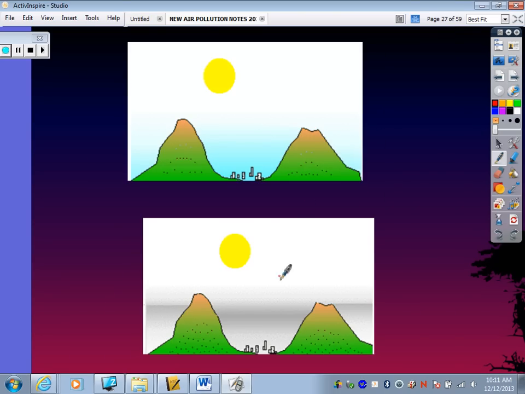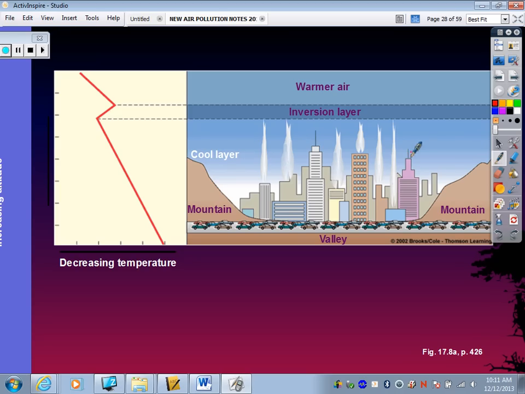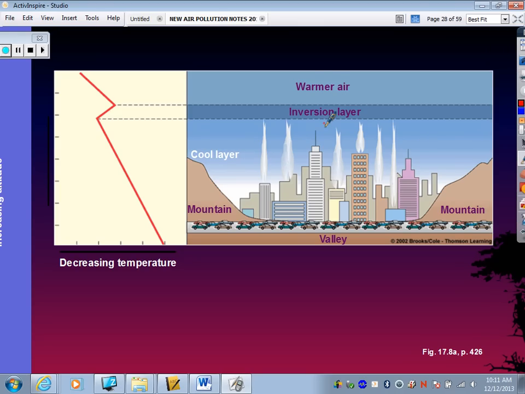This is supposed to be an animation that doesn't work anymore on this program, so I'll just show you this picture. Okay, so again, this is another picture showing you what's happening. You get your warmer pocket of air above the cooler air down here. We're in a valley situated in between the mountains, and we're a highly industrialized city giving off lots of pollution. So again, if the warm air trapped the cool air down here, this city would be kind of trapped in its own air pollution.